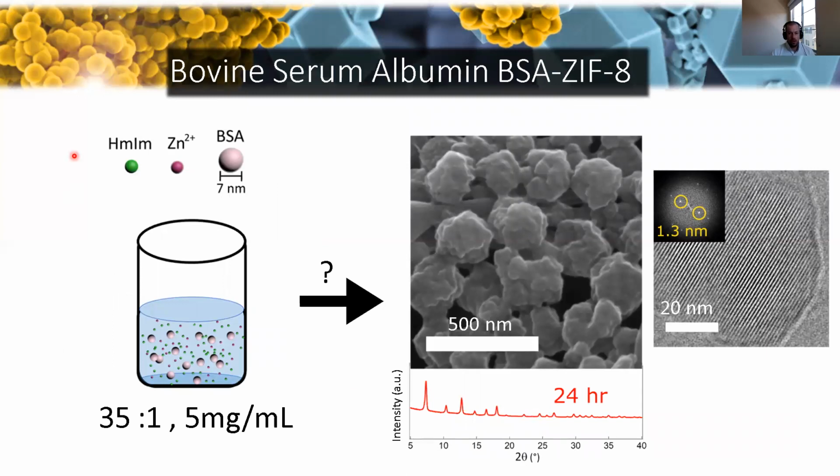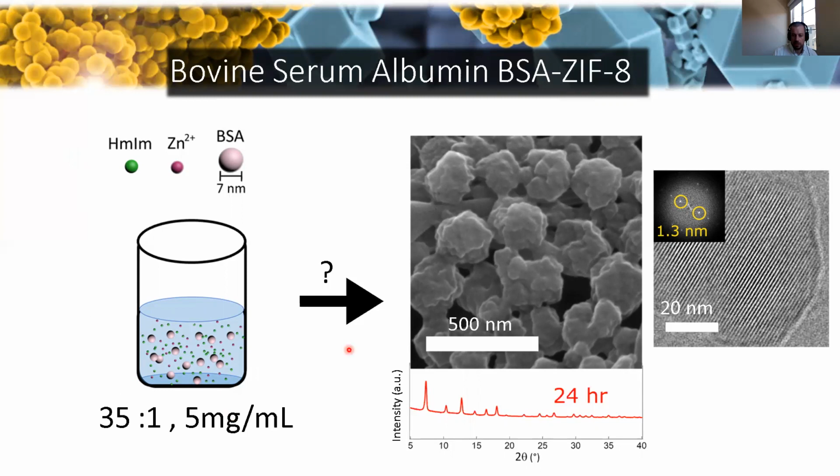So then we move on to the addition of a protein into the system to see how that affects the growth. And the protein we use to study here is bovine serum albumin. And it's the most commonly used model system for these protein MOFs. And that's why we picked it. So the only addition to the synthesis here is just the addition of this BSA. Typically, we add that in first with the imidazole precursor, and then we add zinc to induce crystallization.